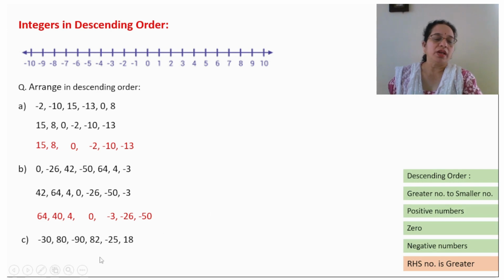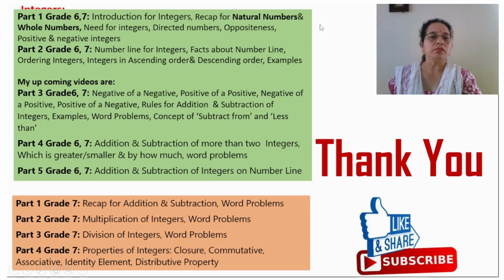Now the third one again. Now here we can write down the direct answer. Here you can skip the second step. Once if you know how to arrange, you can skip this second line. So now the greatest positive number is here 82, 80 and 18. There is no 0. Then we will arrange these negative numbers. So -25, -30 and -90.